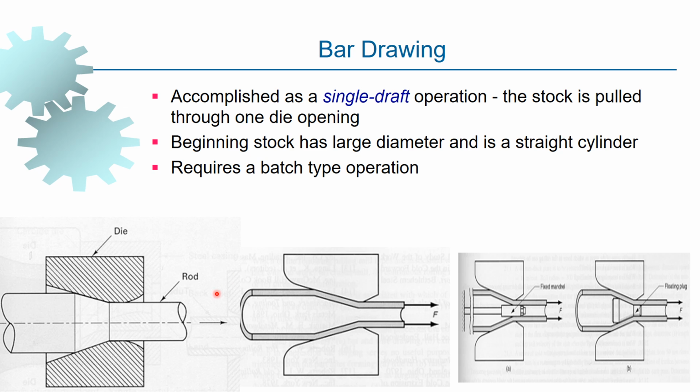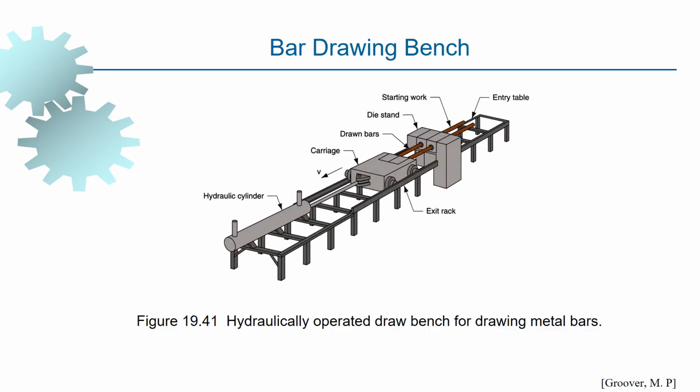Now bar drawing, as I explained, uses comparatively larger stock. It is pulled from one side, the material gets squeezed and we get a rod or bar. If we need a hollow rod or section, then we have to go for a mandrel. When we use a mandrel, the product produced will be hollow.